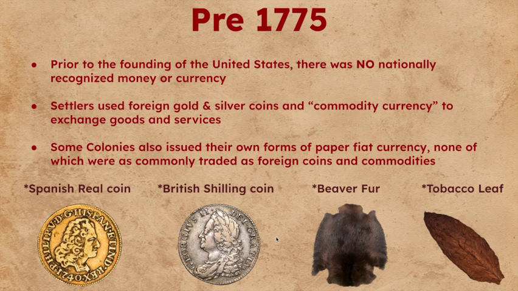So, I would consider this like a step above a barter economy. Beaver fur was very popular back then to keep warm. There weren't many heaters around then. And then tobacco leaf, everyone was smoking cigarettes back then, and then British shilling coins and Spanish real coins, and these were very easy to test to make sure that they were real.